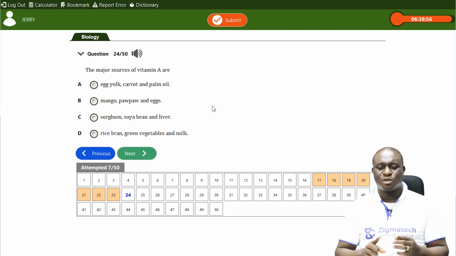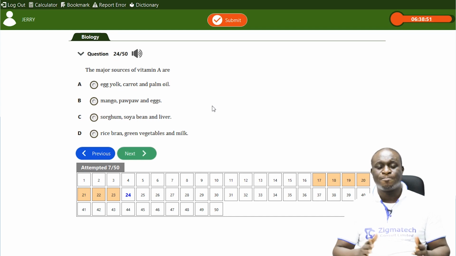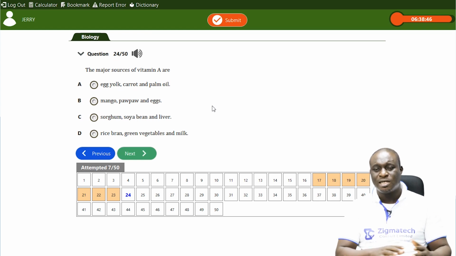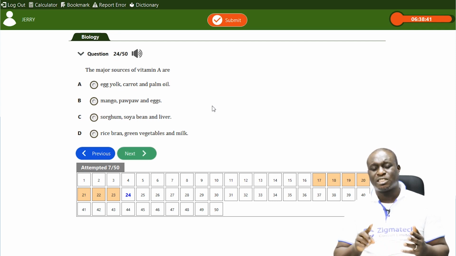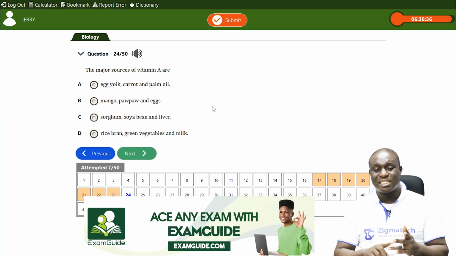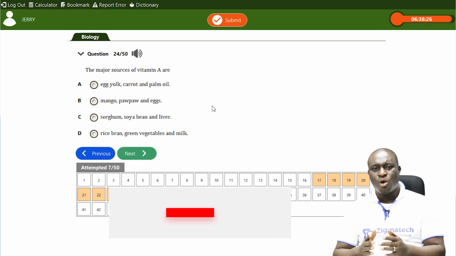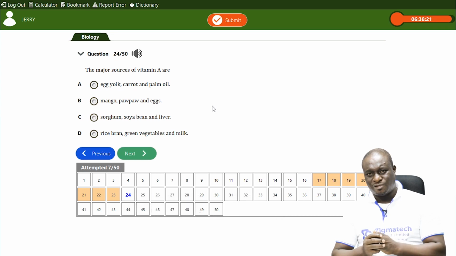Based on solubility, we have 2 types of vitamins. We have the fat-soluble vitamins, and then we have the water-soluble vitamins. Fat-soluble are soluble in fats, and water-soluble are soluble in water. The fat-soluble vitamins include vitamin A, D, E, and K. The 4 of them are fat-soluble vitamins. And then vitamin B and C are water-soluble vitamins. Now, what are some of the sources of vitamin A?